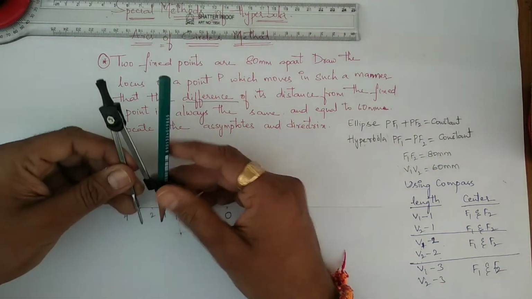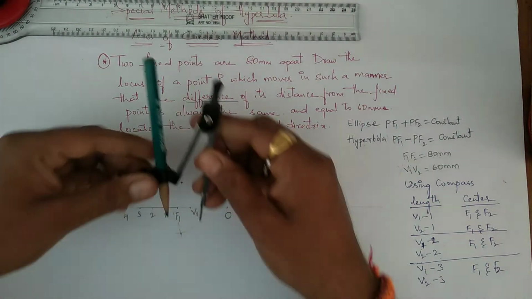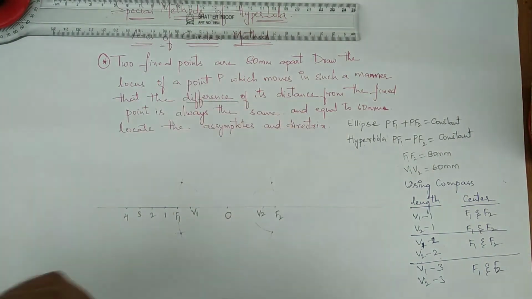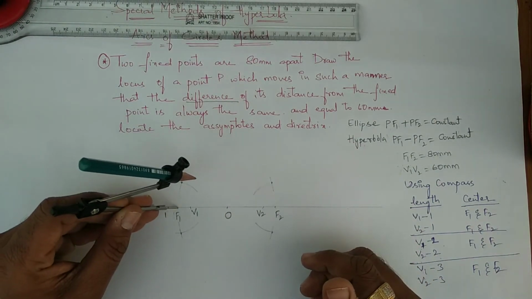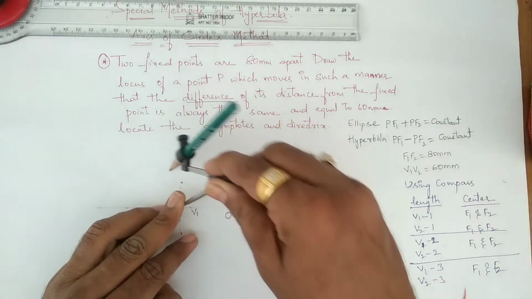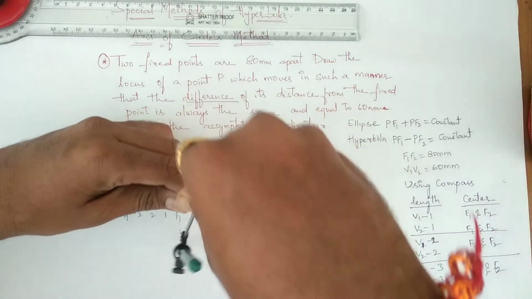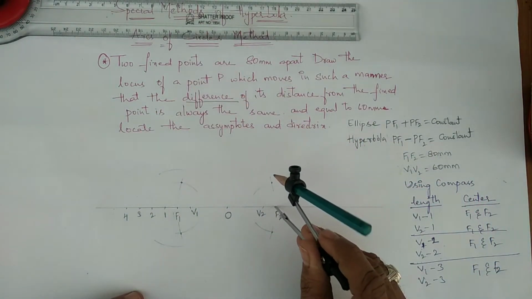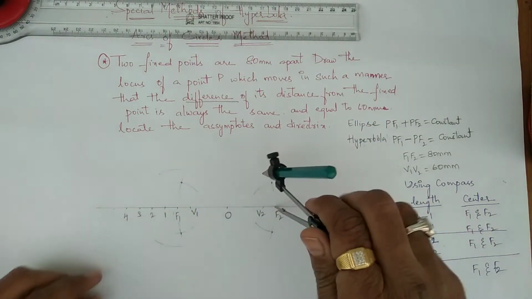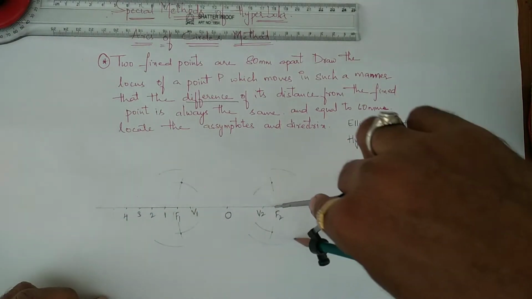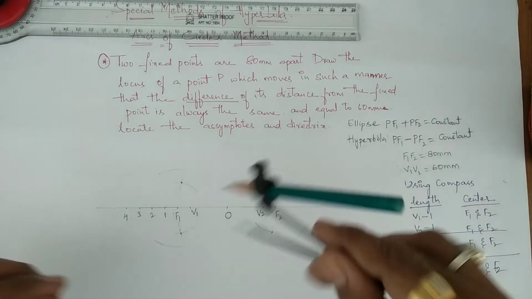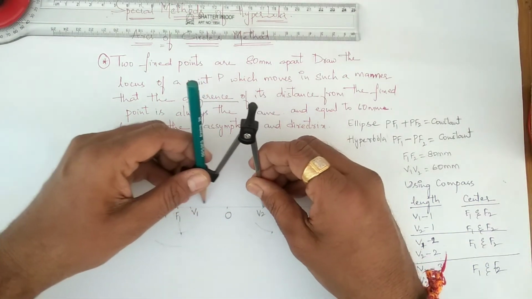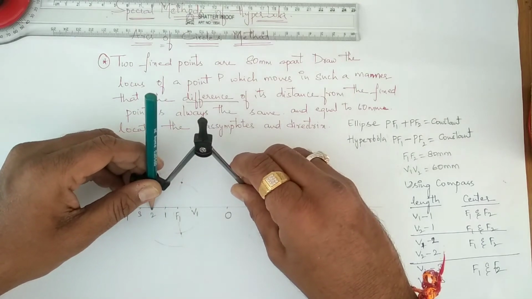So right now V1 to 2, F1 as a center, draw an arc above, draw an arc below. Similarly F2 as a center. Next, V2 length.